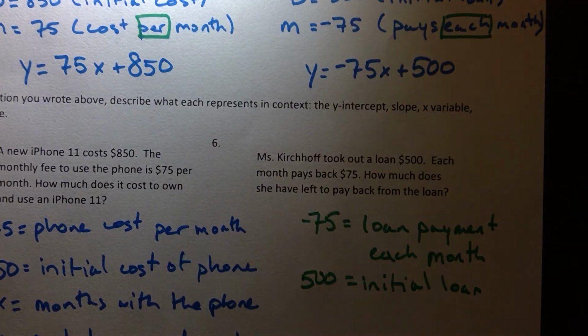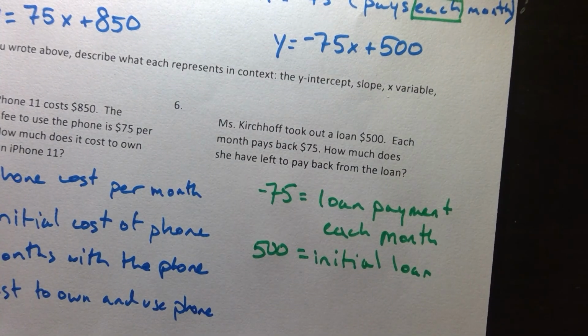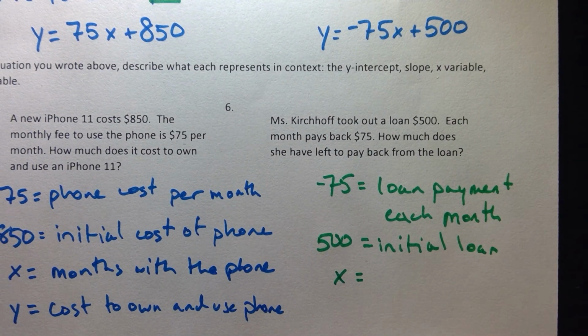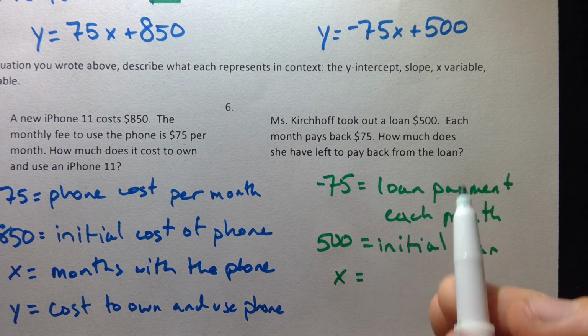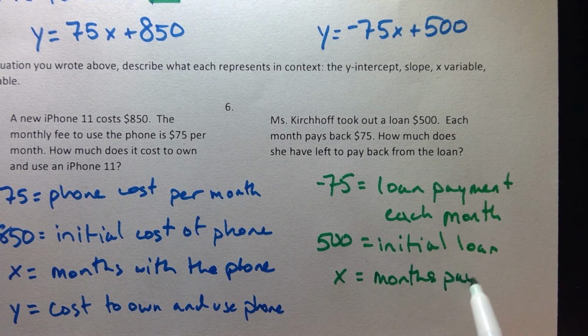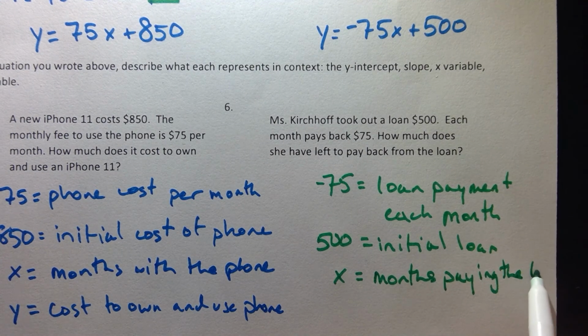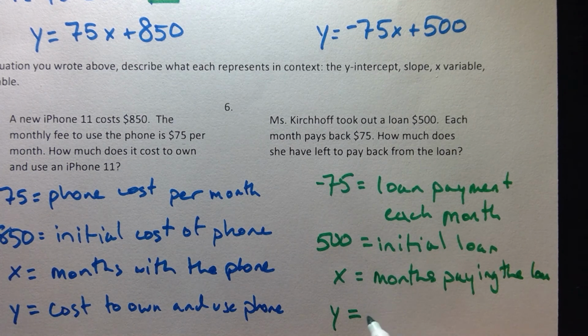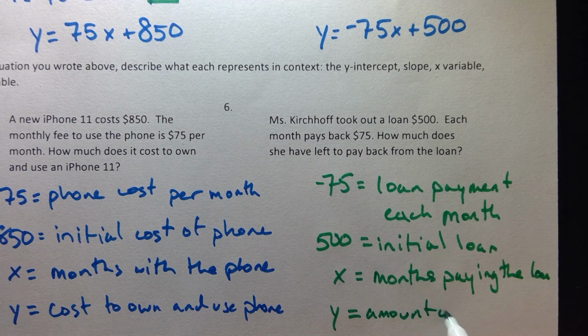But let's take a look at x. Once again, we're thinking about time. If I see time in my problem, I'm thinking automatically that's got to be my x value. I'm an independent variable. So each month, x is months paying the loan. And then y, what's our question? How much does she have left to pay back from the loan? So y is the amount of loan left.